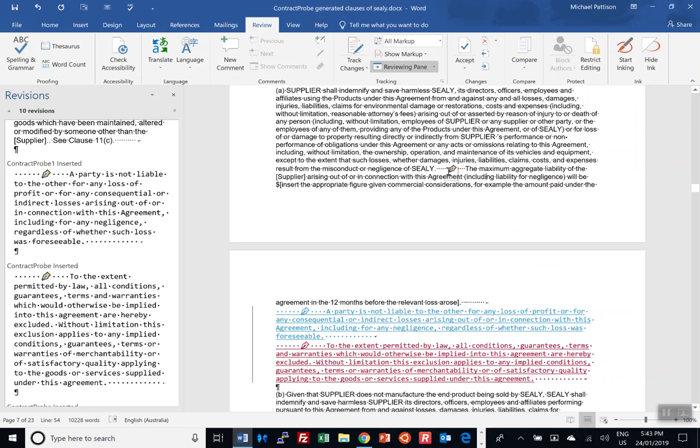The pen nib is included to remind the user that there may need to be some tailoring for the particular circumstances of the commercial deal that the user is dealing with.